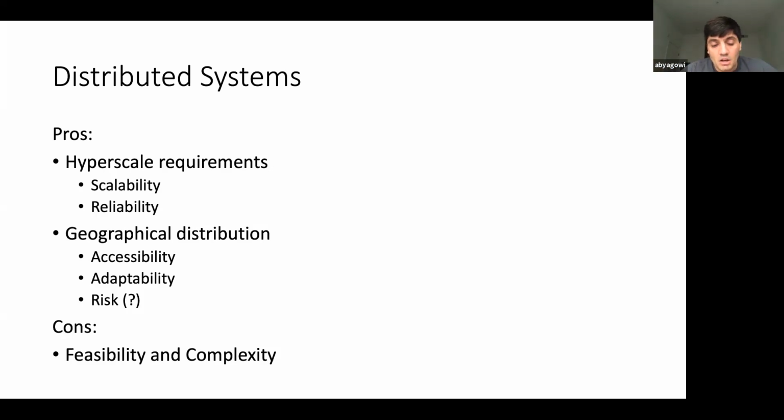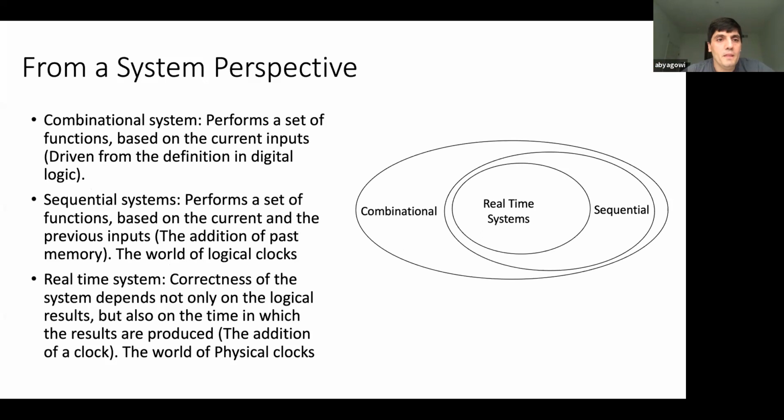And cons, there are a lot of cons, such as feasibility and, more importantly, the complexity. So one service that you are basically offering to the user becomes a nightmare now, because you have to figure out how you're going to break this into pieces that you can serve, let's say, again, millions, if not billions of users.